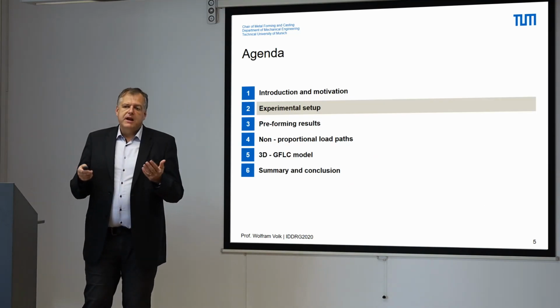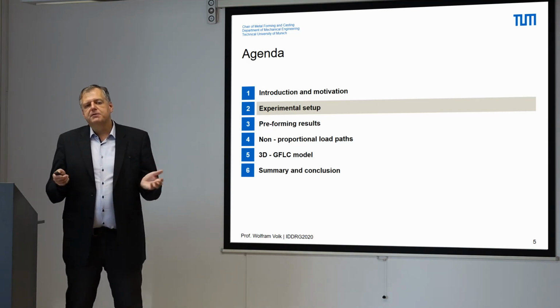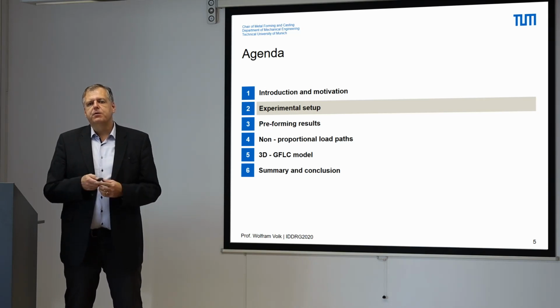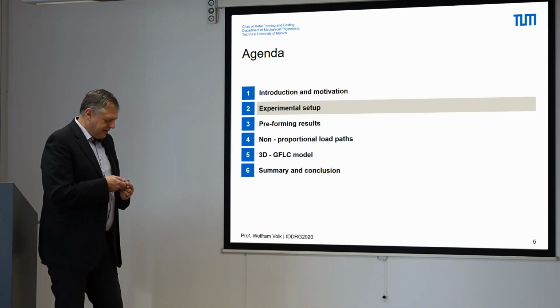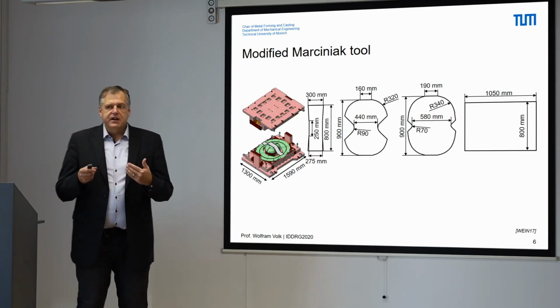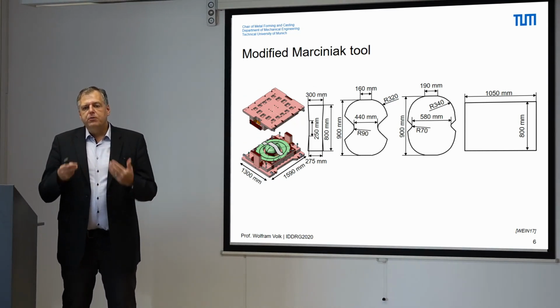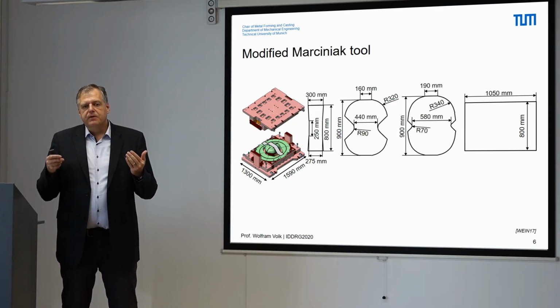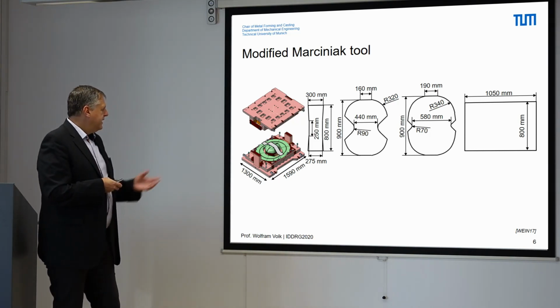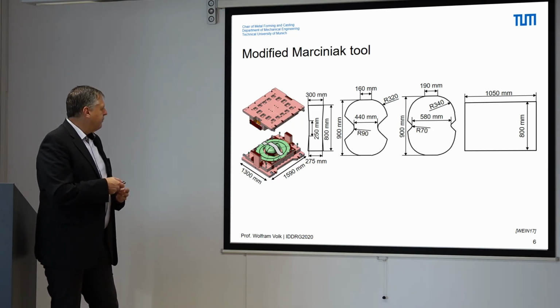Now, as we all know, especially for the experimental prediction, it's not easy for these non-proportional load paths to have a suitable set of tests on test equipment. Therefore, we have designed a special tool at our institute, as you can see here, where we can really perform homogeneous forming steps for non-proportional load path. From the dimensions, it's about 1.60 meters to 1.30 meters.